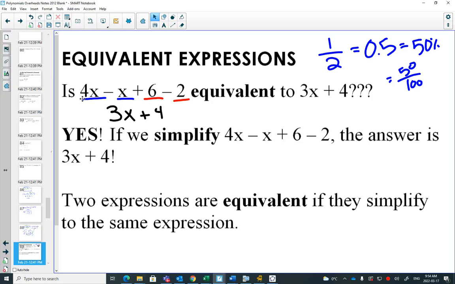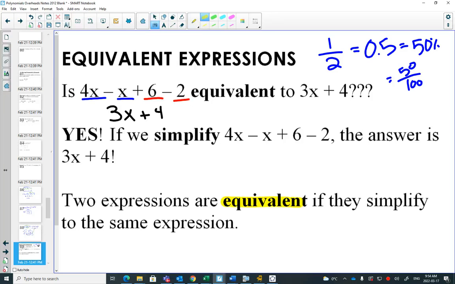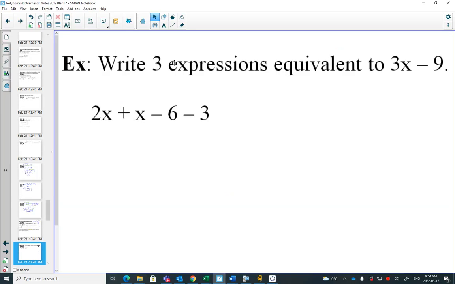So we say that two expressions are equivalent, here we can highlight that as a key word, if they simplify to the same thing. So your job, I wrote one here that is equal to 3x minus 9. You have to write two more. Anything that would be equal to 3x minus 9.